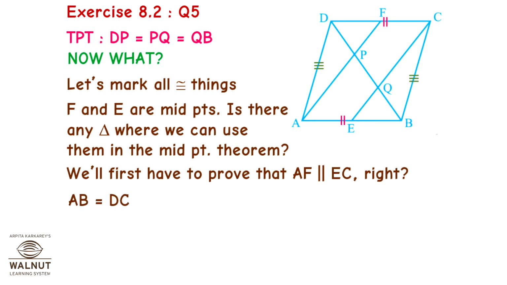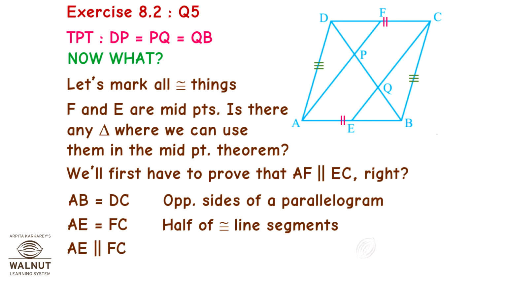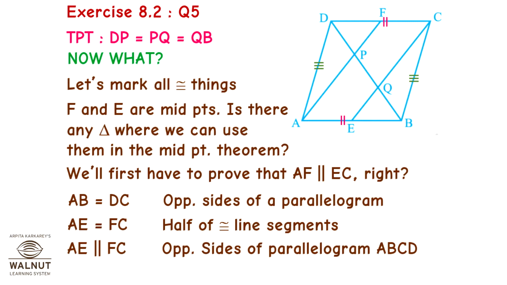Now, AB is equal to DC, opposite sides of a parallelogram. AE is equal to FC, half of congruent line segments. AE is parallel to FC, opposite sides of parallelogram ABCD. Therefore, quadrilateral AFCE is a parallelogram.